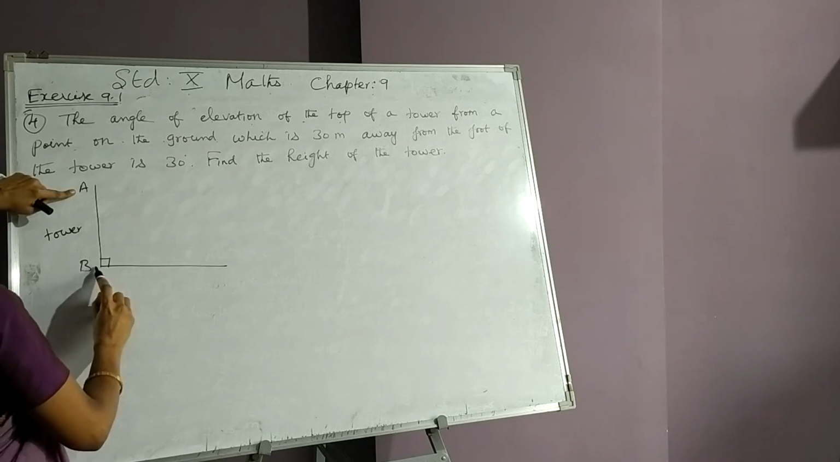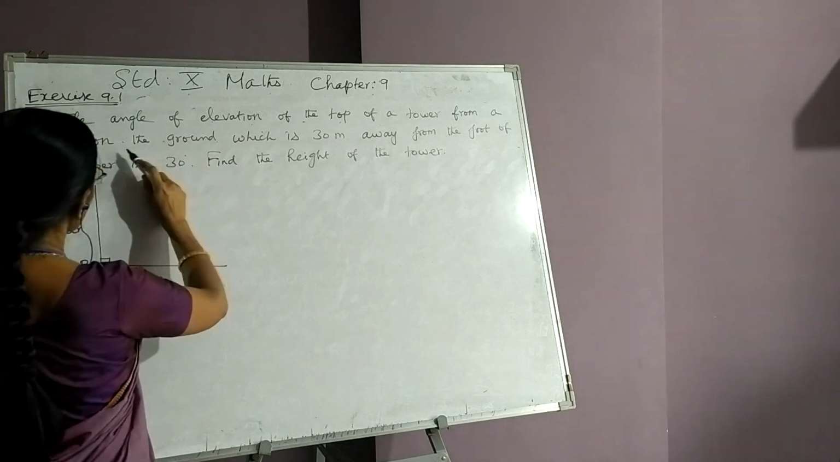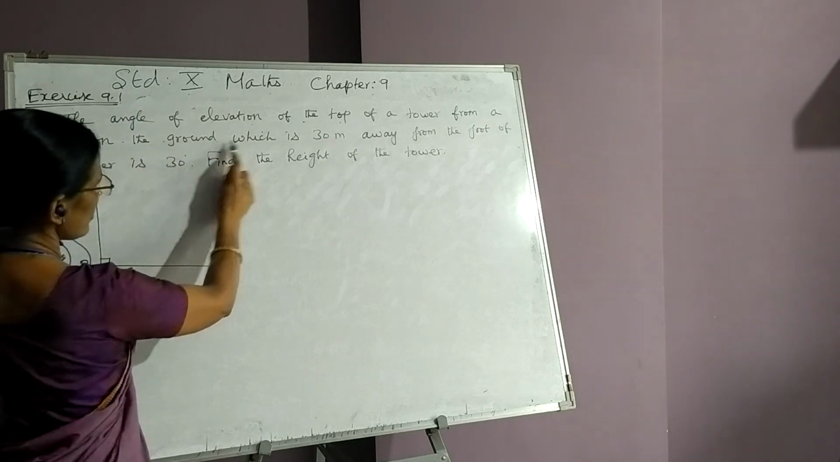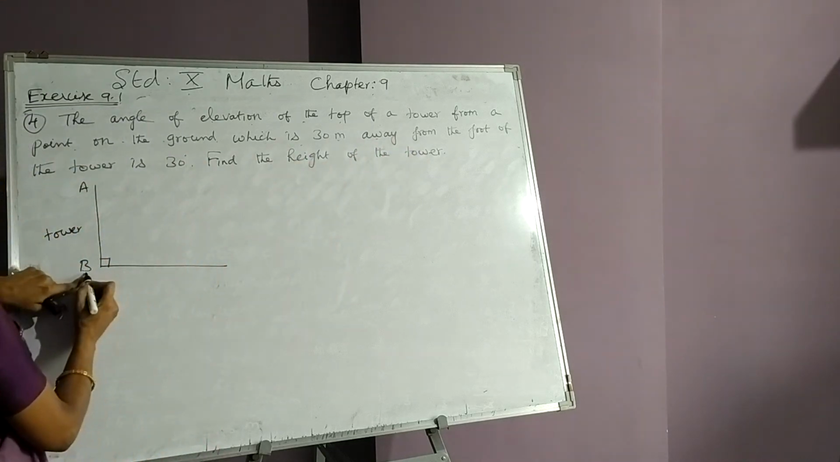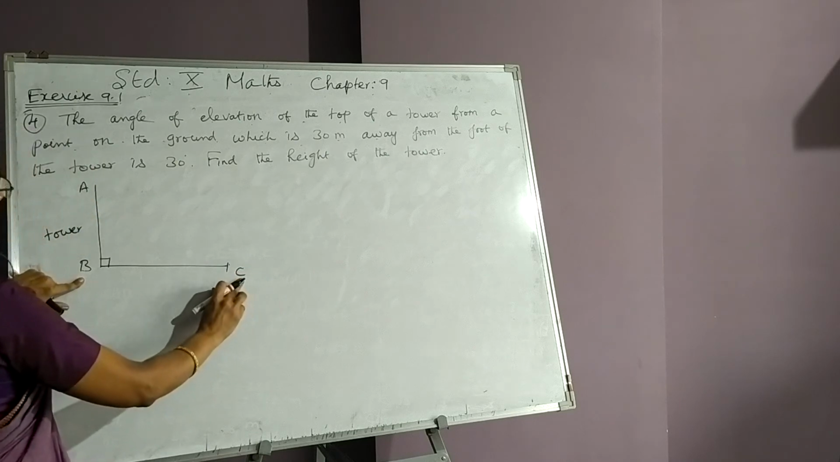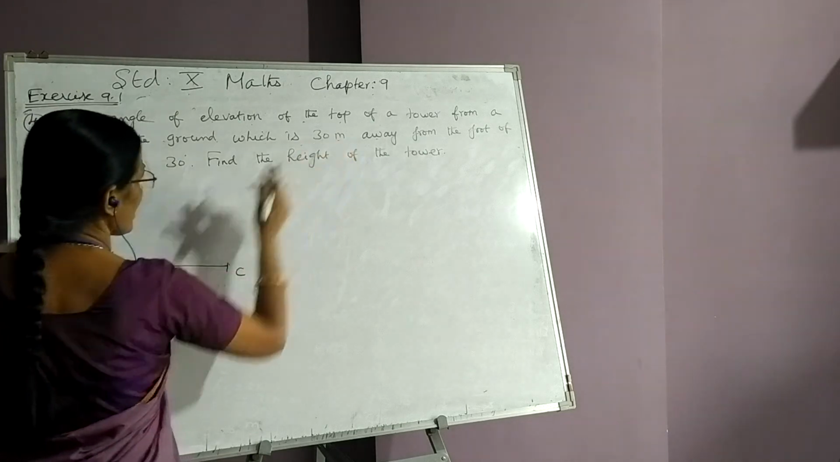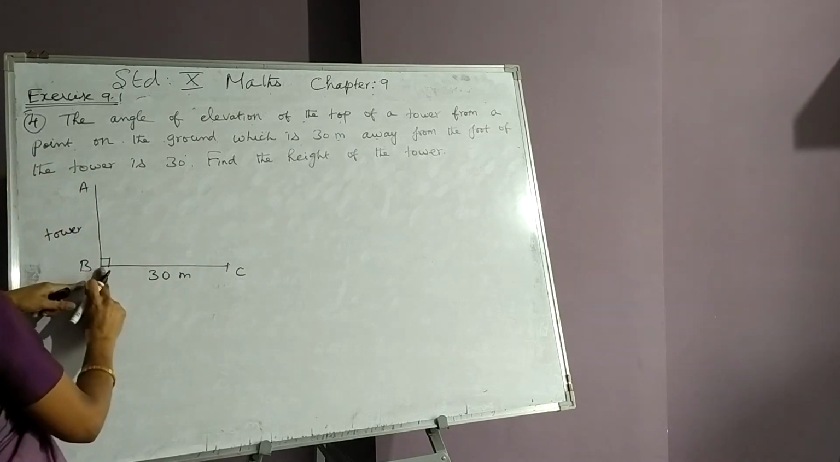So we should draw a line through B. On that line only we should take the observer. So the point is on the ground, which is 30 meter away from the foot of the tower. Foot of the tower is B. I take C as the observer. This observer is at a distance of 30 meter away from the foot of the tower.